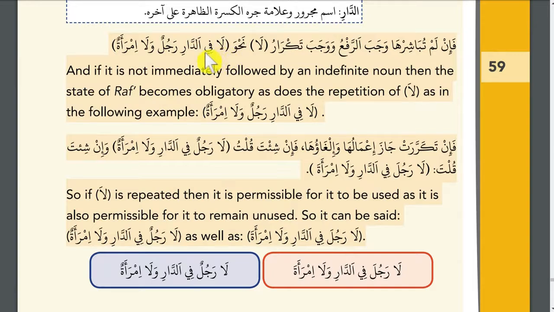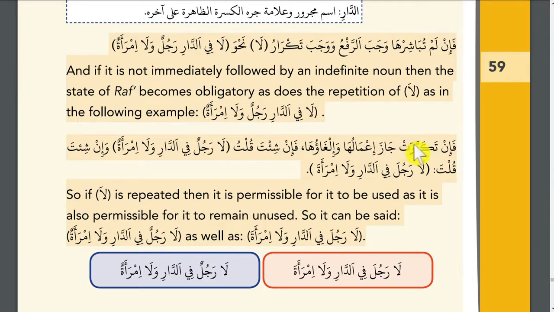لا في الدار رجل ولا امرأة. The la is followed by harfu jar and ismun majrur. If it is not followed by the actual noun, the noun becomes marfu', in the state of raf'. And it is also compulsory, he said, to repeat the la twice. لا في الدار رجل ولا امرأة. And then the Shaykh rahimahullah ta'ala says, فَإِن تَكَرَّرَتْ. If the la is repeated twice, and it is followed by the actual noun.